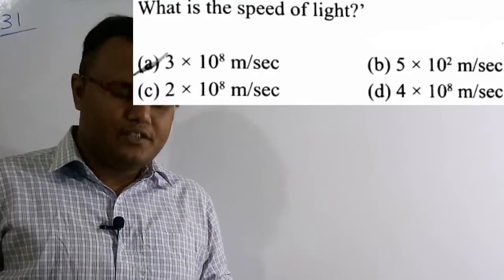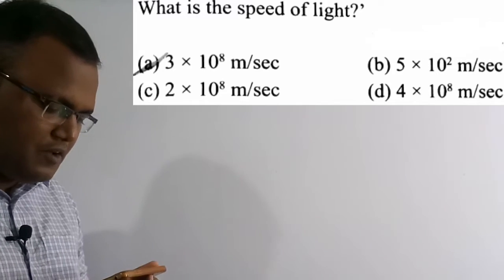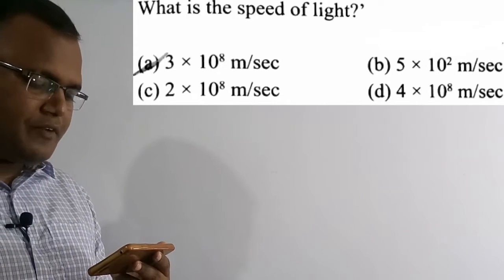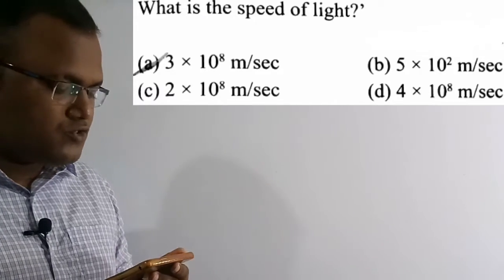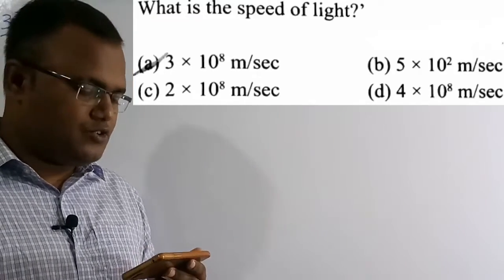So now we are going to solve the 31st question. See the question here. What is the speed of the light? Option A: 3 into 10 to the power of 8 meter per second. Option B: 5 into 10 to the power of 2 meter per second. Option C: 2 into 10 to the power of 8 meter per second. And option D: 4 into 10 to the power of 8 meter per second. Option A, 3 into 10 to the power of 8 meter per second, is the correct solution of this question.